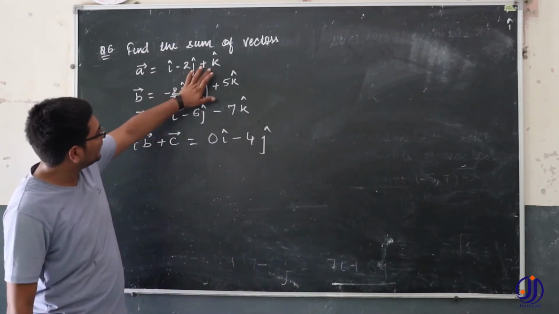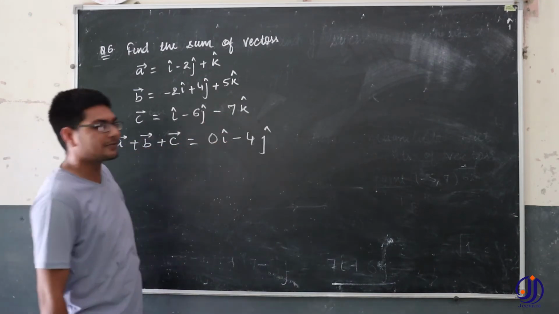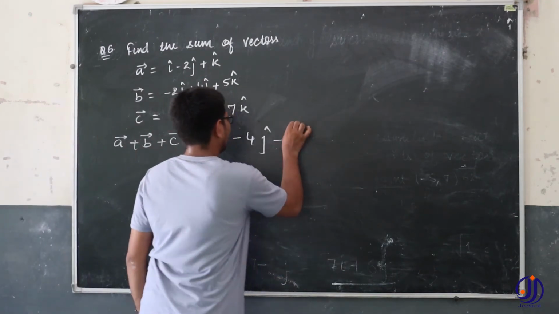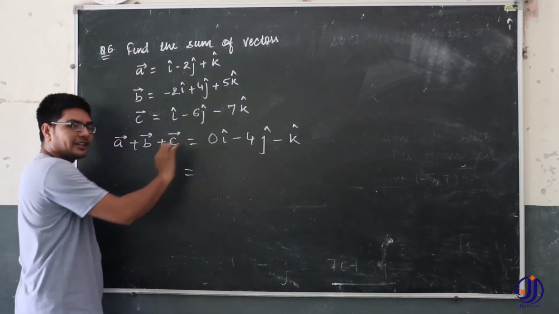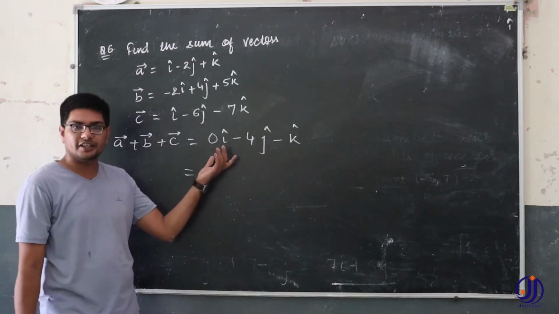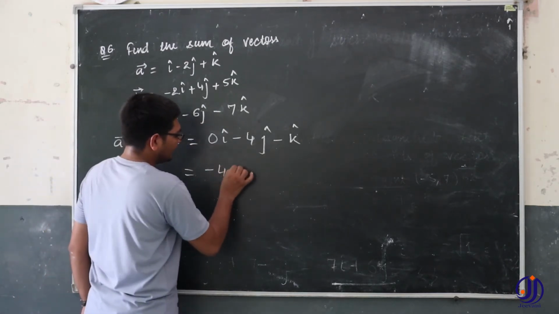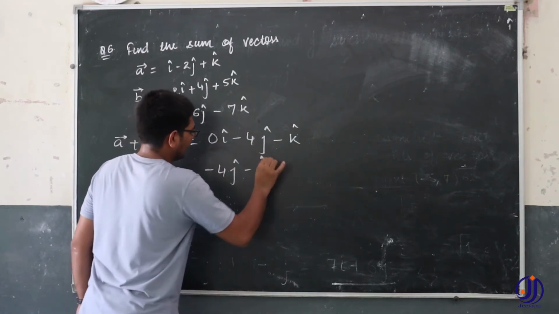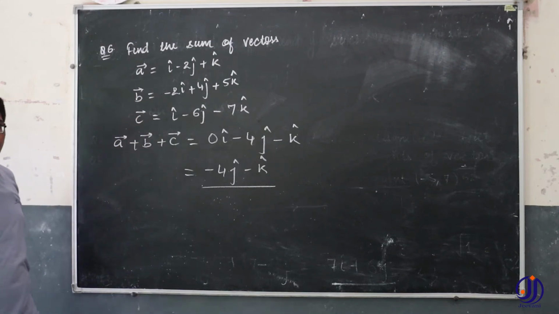And 1k cap, 1 plus 5 is 6, 6 minus 7 is minus 1. So minus k cap. Now how will we write it? We will just omit this part. Why? Because 0 multiplied by something is 0 and its x component is 0. Now what is left? Minus 4j cap minus k cap. This is the sum of all these three vectors. Now we will move to the next question.